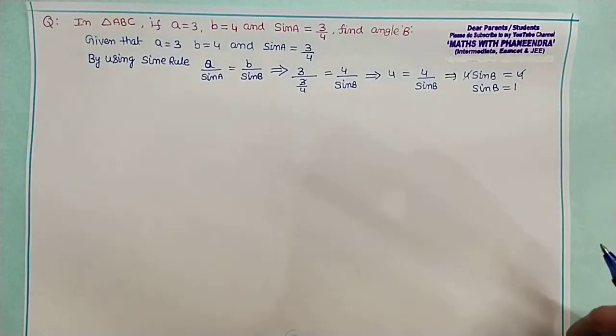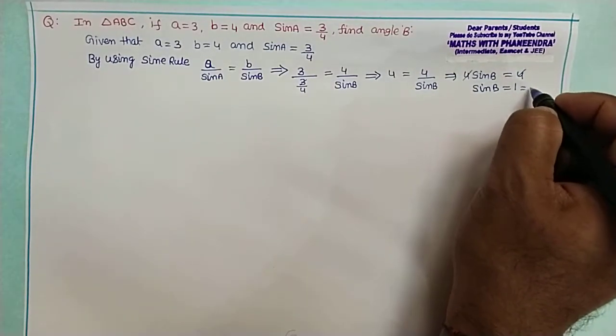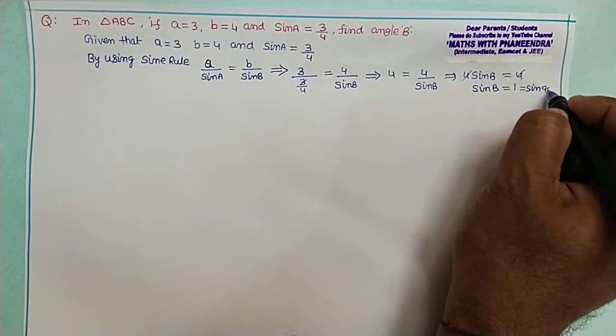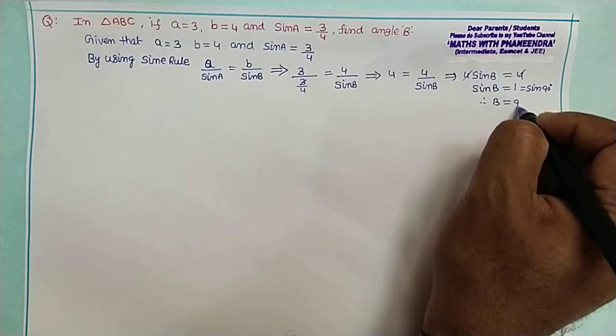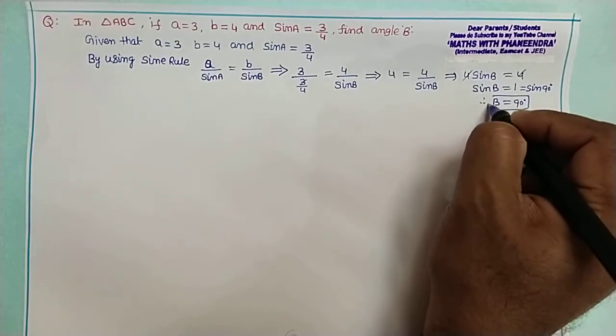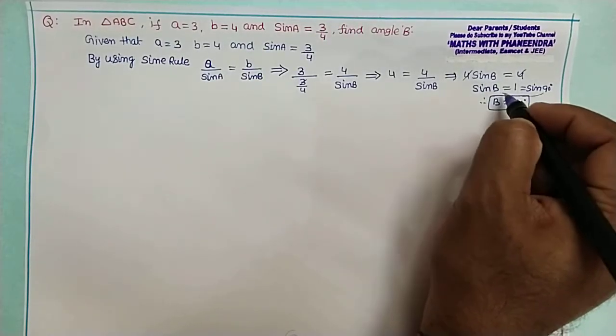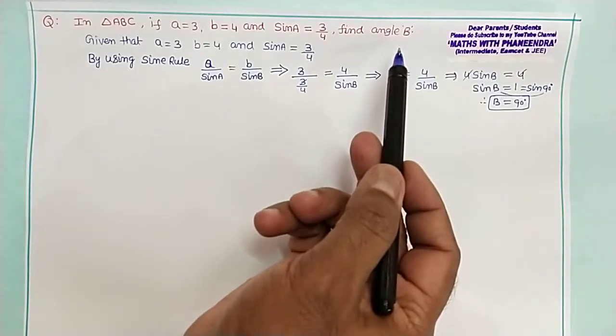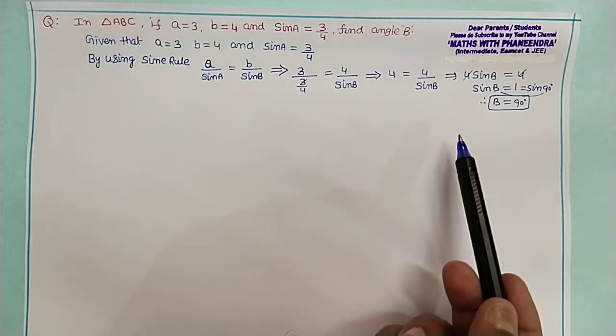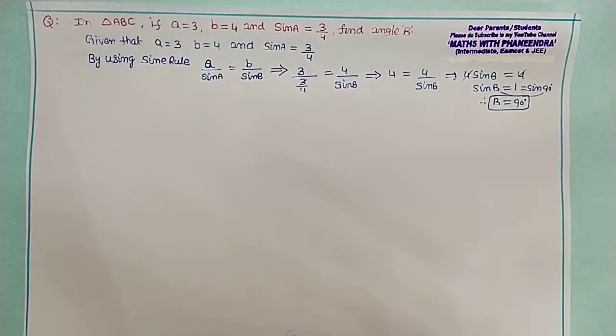When will sin B be equal to 1? Sin 90 degrees equal to 1. So sin 90 equal to sin B. By comparing, B is equal to 90 degrees. They are asking to find angle B only, no? So we got angle B is 90 degrees.